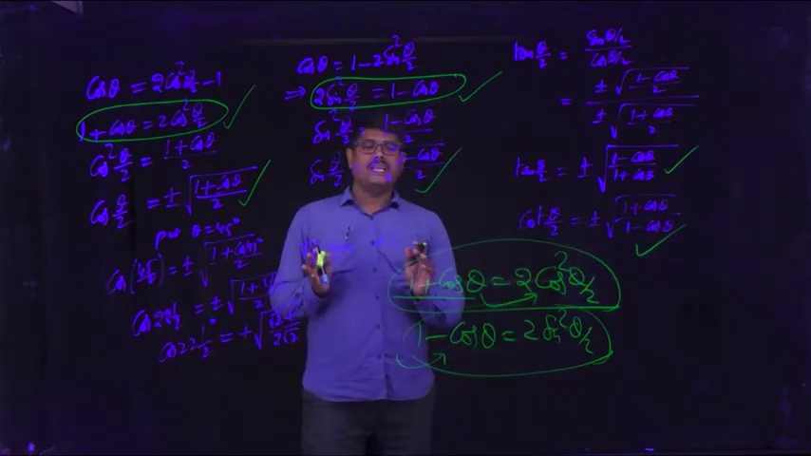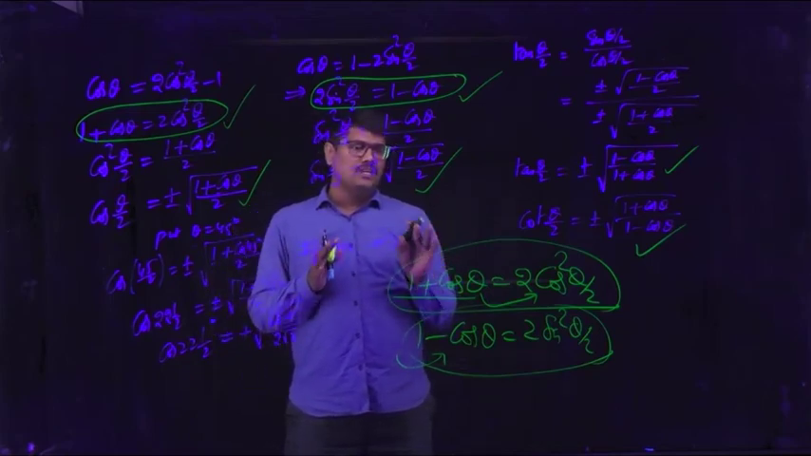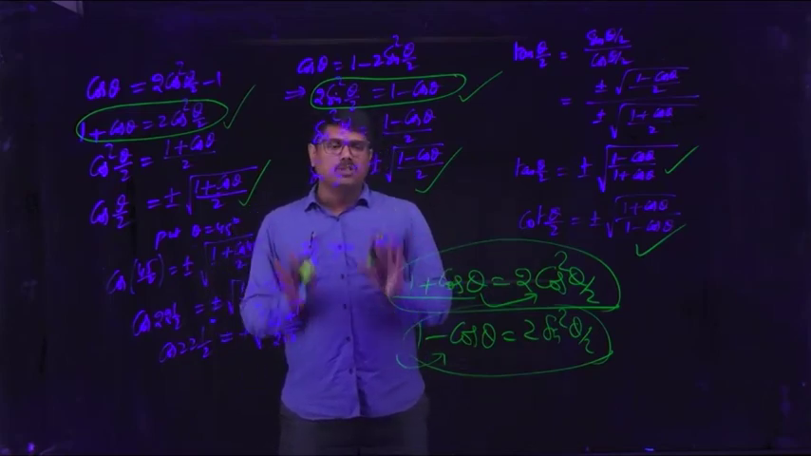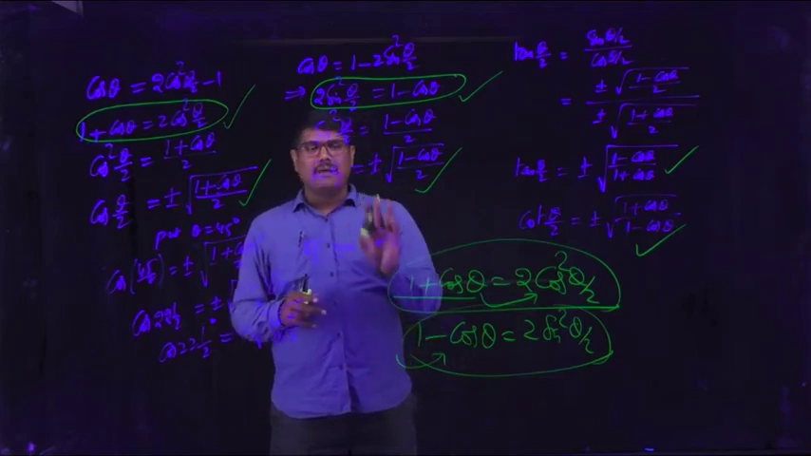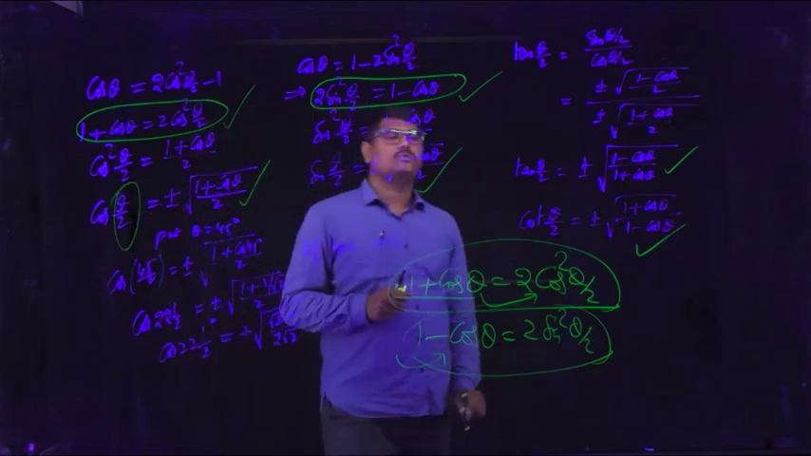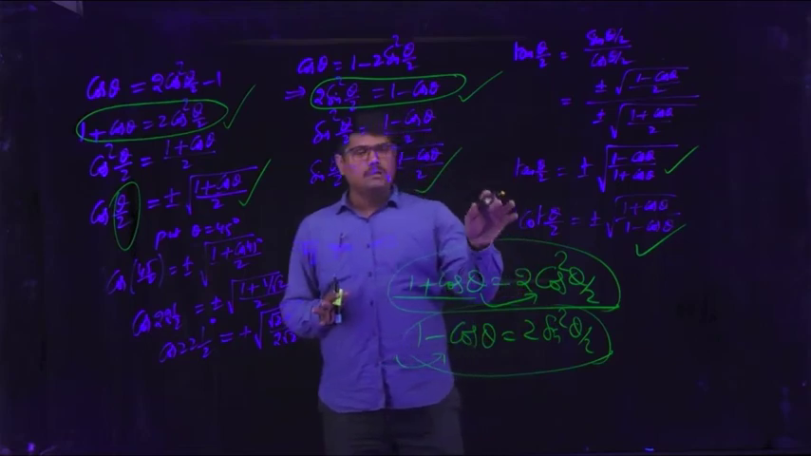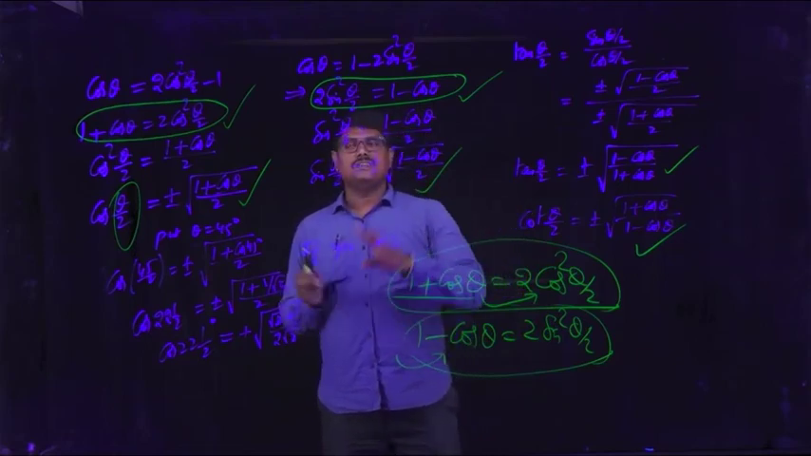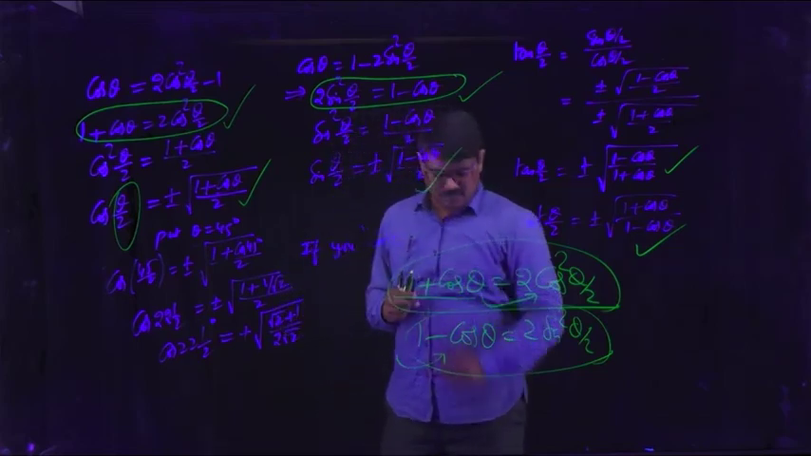Once again let me remind you all: mentioning plus or minus here doesn't indicate that it has both values. It has only either plus or minus, which depends upon the value of theta by 2. So never think that it has both values; it is either plus or minus. So this is one concept related to the multiple and submultiple angles.